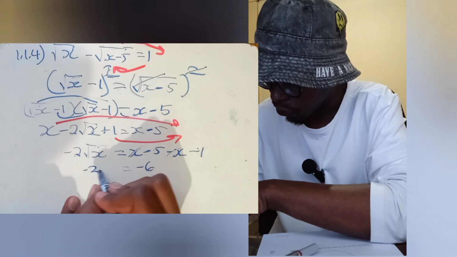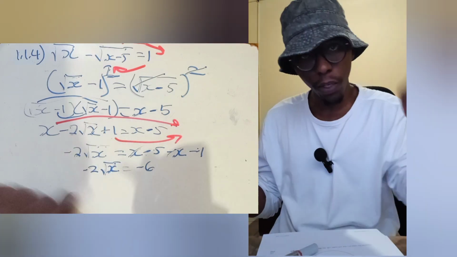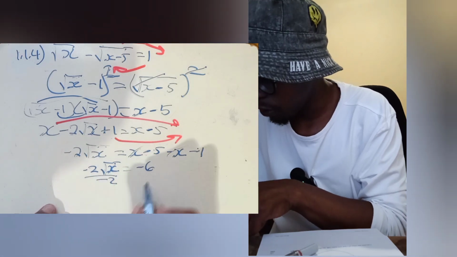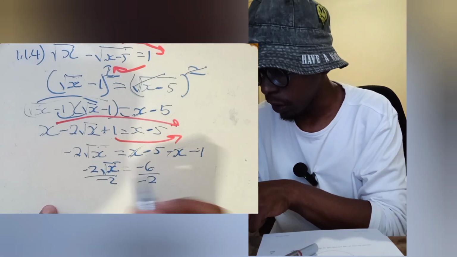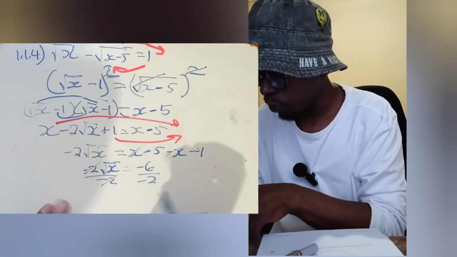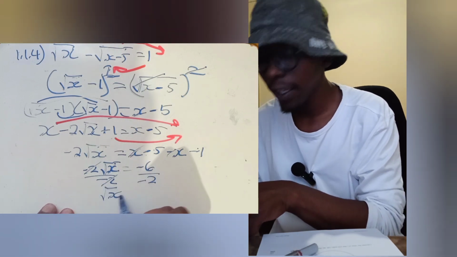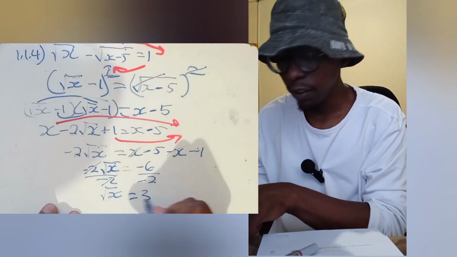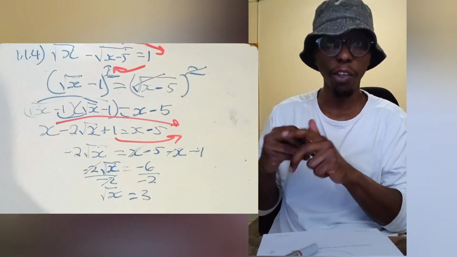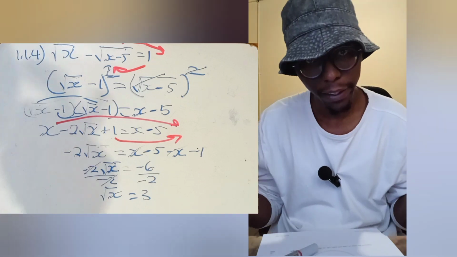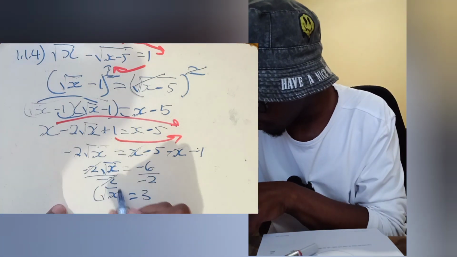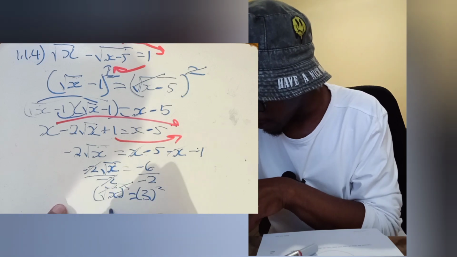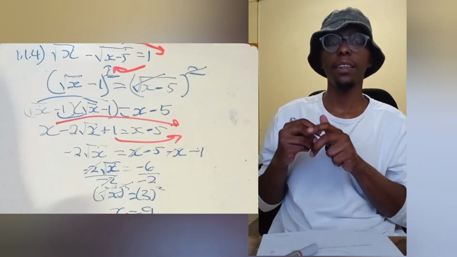And then here I have minus 2 root x. Isolate the square root of x. Divide both sides by minus 2. The minus 2 cancels the minus 2. I have only root x left. And then negative 6 divided by negative 2 is simply 3. You've isolated your root. Square both sides. If I square both sides, my x would be 9. Easiness.